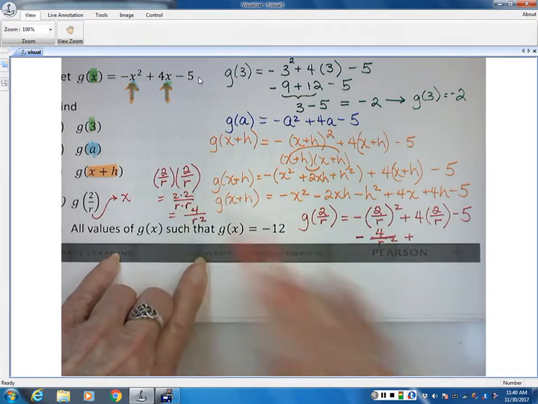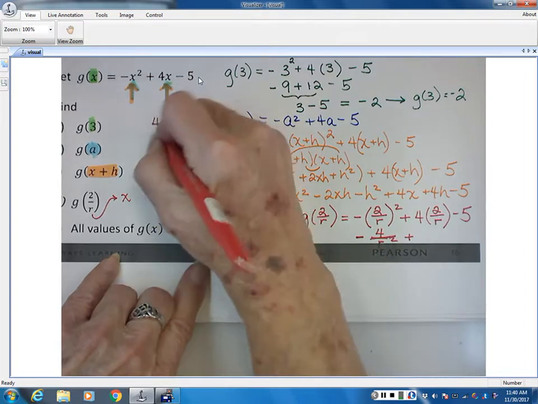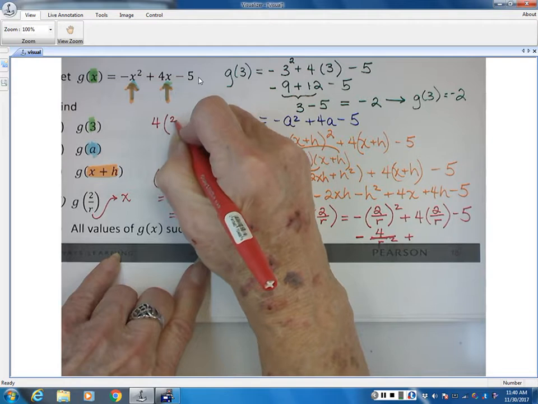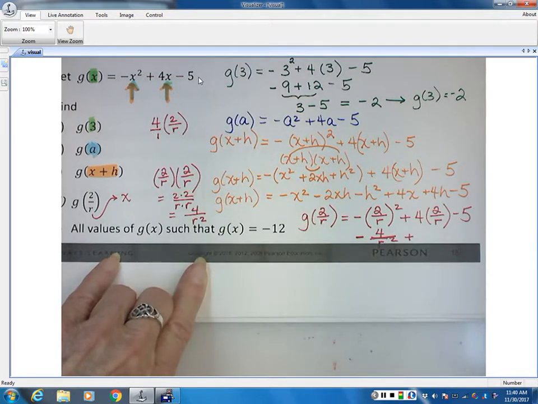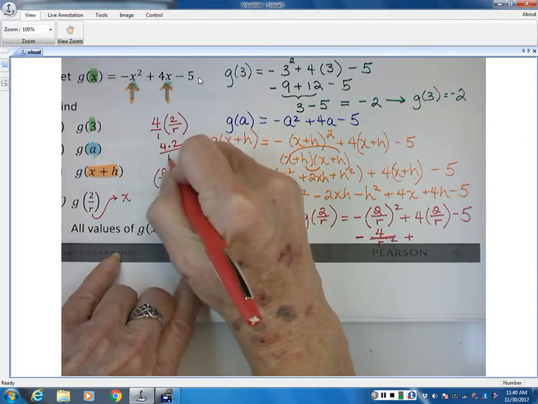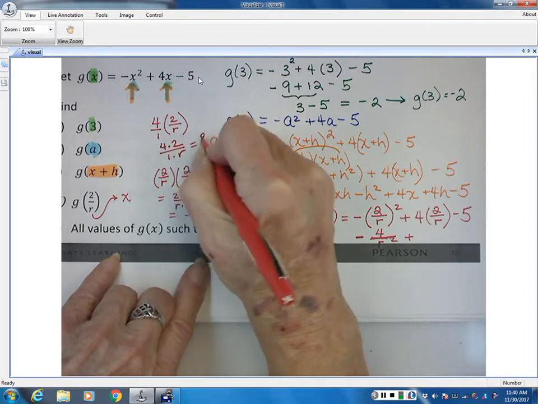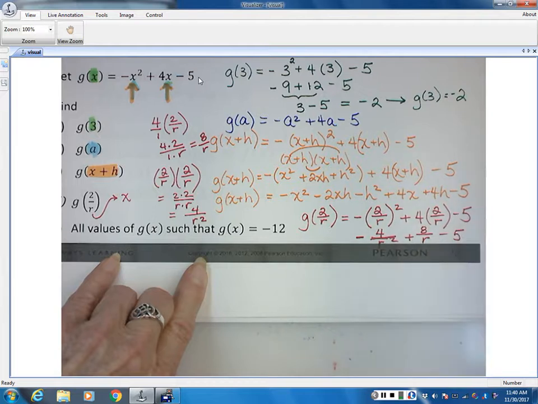So this is how we got that. And then 4 times 2 over r. Remember when you're multiplying fractions, if you've got a whole number, put it over 1 so you multiply correctly. That's going to be 4 times 2 over 1 times r. So that's going to be 8 over r. And then that's minus 5. So that's g of 2 over r.